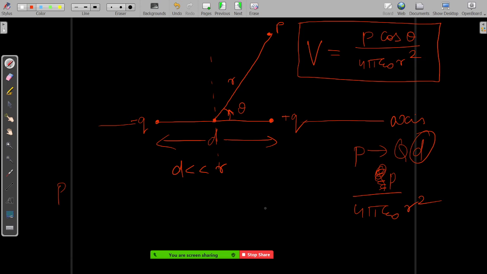See, your formula was Q by 4 pi epsilon naught R for potential. What you do now is you just want to put Q into D here. Put the dipole moment here. The D is length, so you just put an R square here.